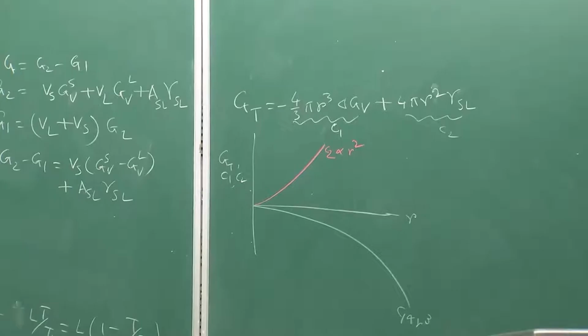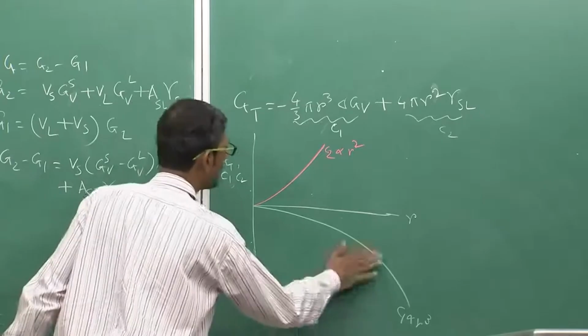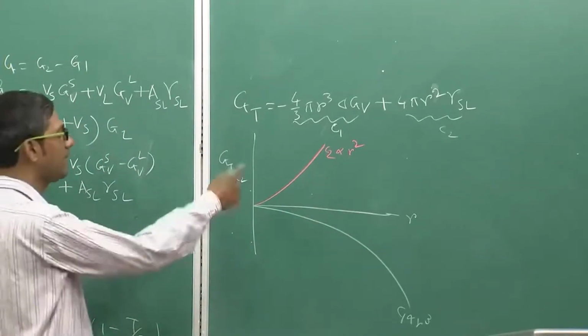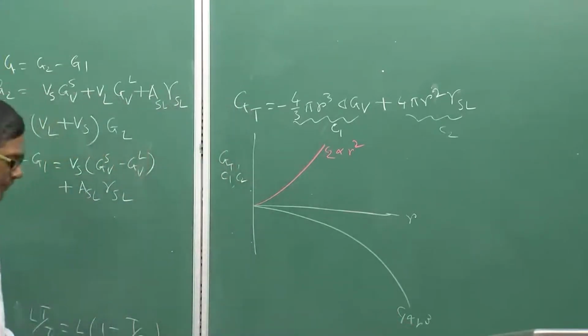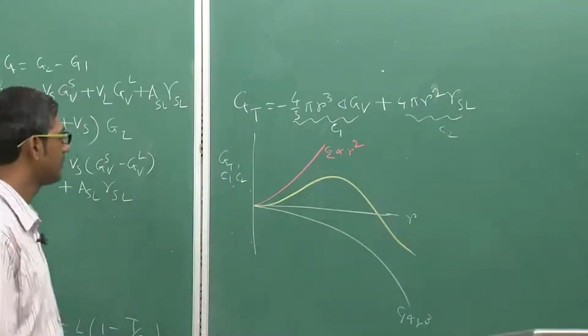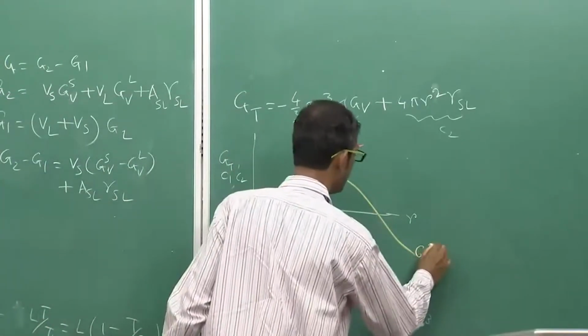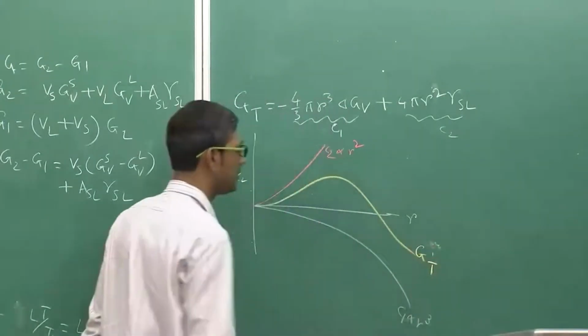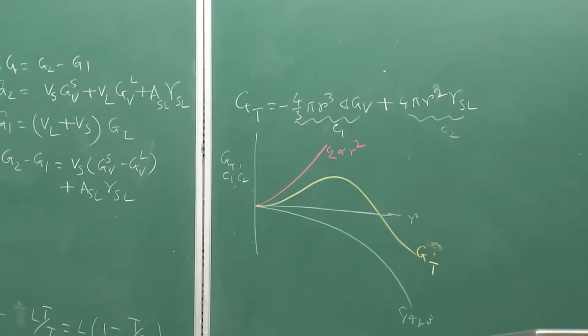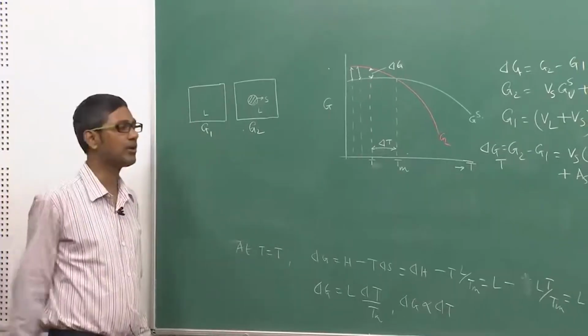Now G_T is the summation of these two terms. C2 is the positive term, proportional to R squared, and C1 is the negative term, proportional to R cubed. If I add these two up, this is what it looks like, and that is G subscript T. This is a very interesting curve, actually the genesis of homogeneous nucleation of a solid phase in the liquid.